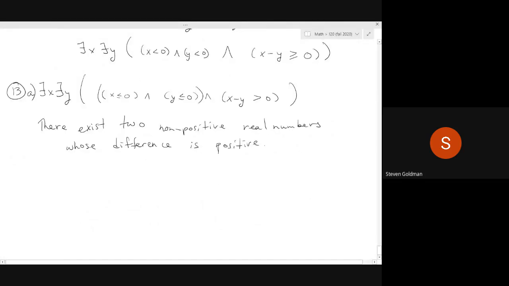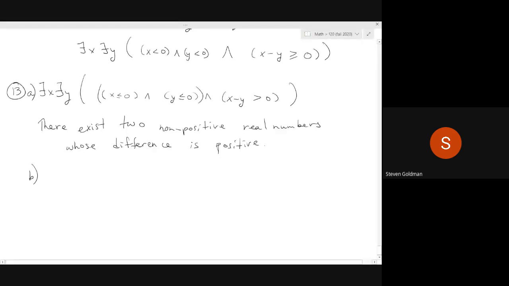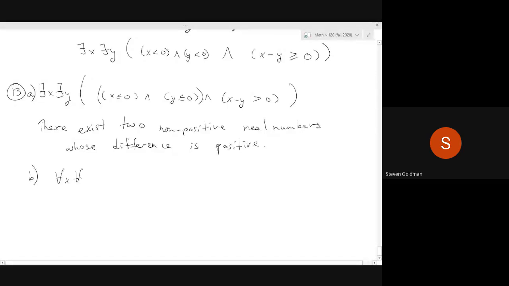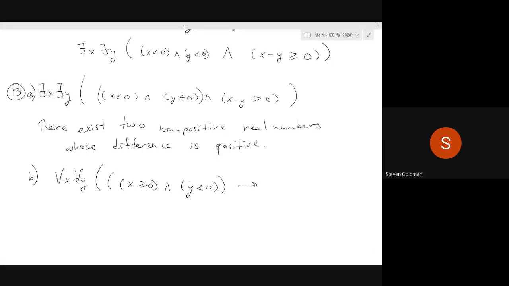And there were a bunch of different ways you could have said it that were equivalent to saying this. Any of those ways would have been marked correctly. Okay. Let's move on to B. B was the statement: for all x, for all y, x is greater than or equal to 0 and y is less than 0 implies x minus y is greater than 0. Okay. So for all x, for all y, x greater than or equal to 0 and y less than 0 implies that x minus y is greater than 0.